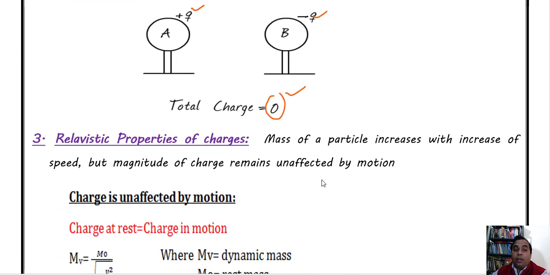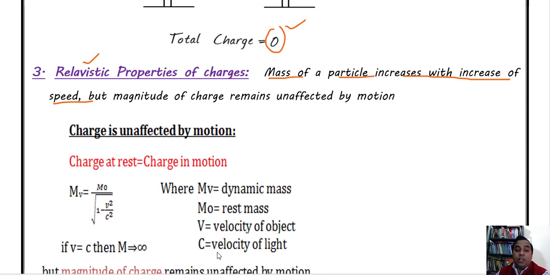Now the next property is the relativistic property of charge. Before we proceed further, let me bring in some background information. The mass of a particle increases with increase of speed. And what is the relation? It is Einstein's relativistic mass equation: mv equals m naught upon under root 1 minus v square upon c square.